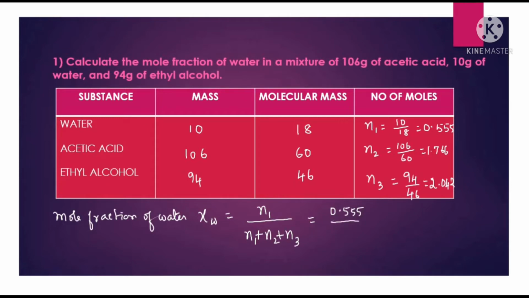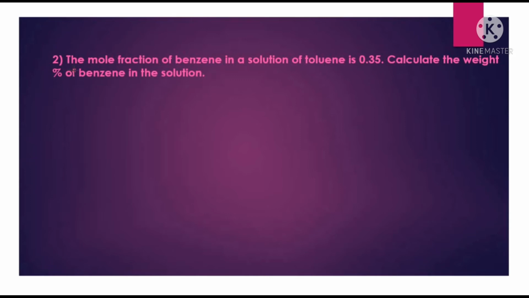0.555 divided by 0.555 plus what's the next value? 1.766 plus 2.042. Okay. So now find out the answer. So it is 0.555 divided by 4.364. So the answer is 0.127. So this is, we'll read the problem, students.